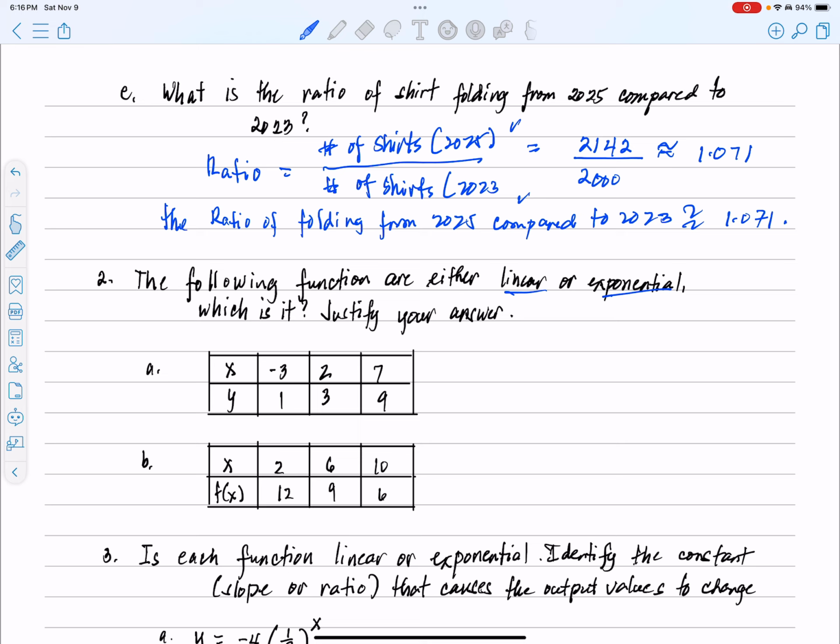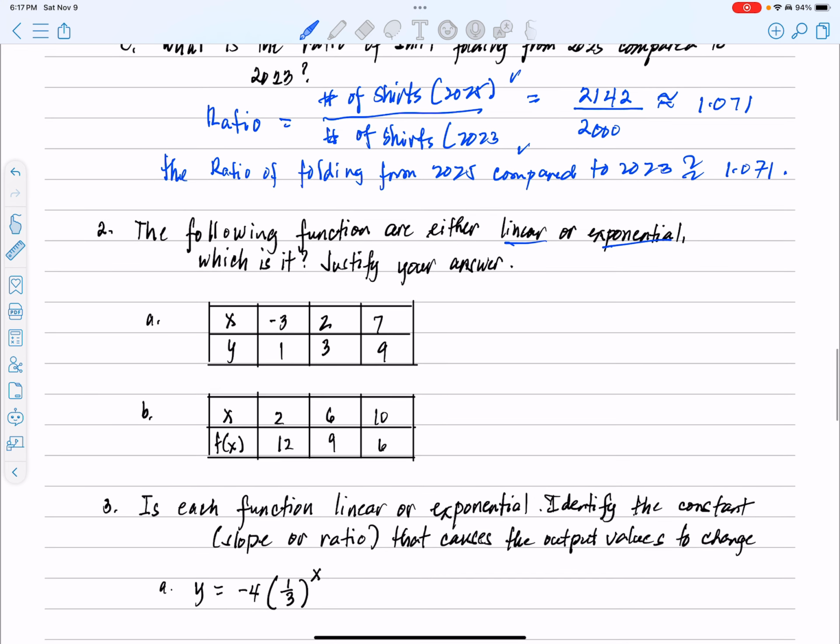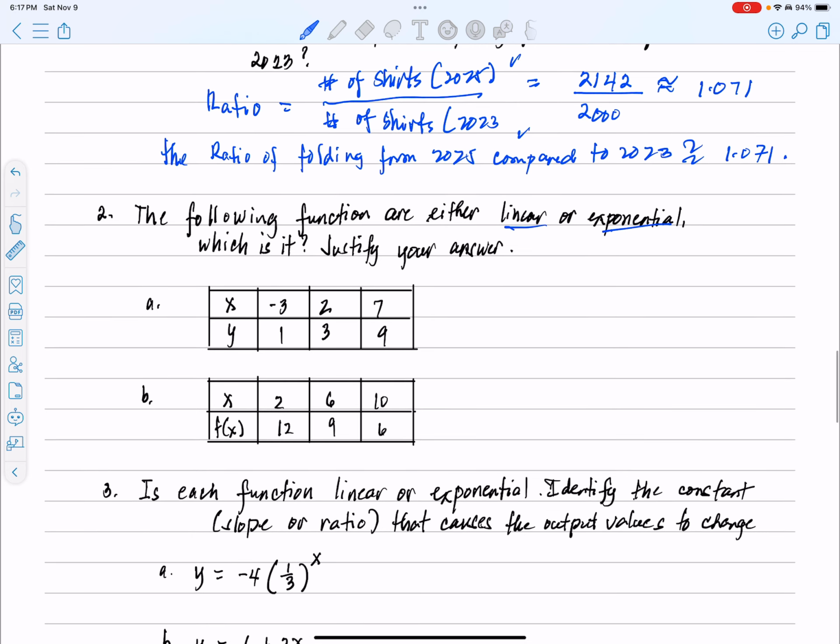So first of all, if you are given a table, try to check if you have a ratio or difference. All right, so if we look at this, we have 1, 3, 9 as our y value. So we can have a common difference because from 1 to 3, you have 2, and from 3 to 9, you have 6. All right, so let's get the ratio. 3 divided by 1 is 3. 9 divided by 3, it is 3. So the ratio here is 3.